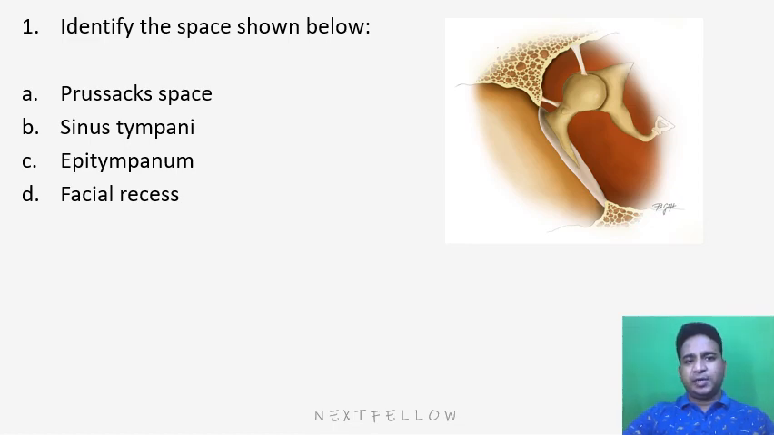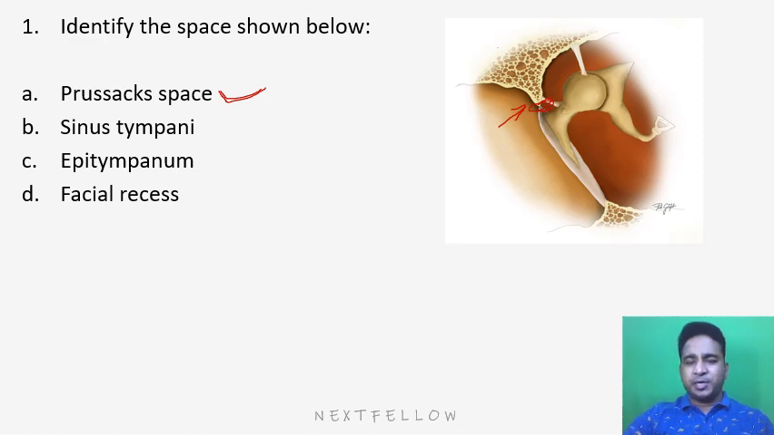My first question is, identify the space below. So we have to look at this space, the space shown here. The examiner wants to ask, identify the space below. The options are Prussak space, sinus tympani, epitympanum and facial recess. So the correct answer is Prussak space.